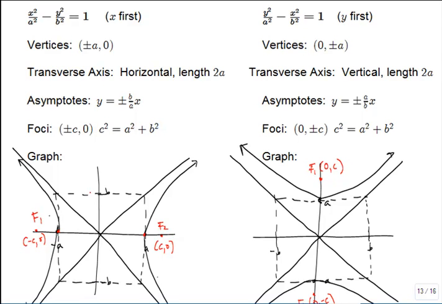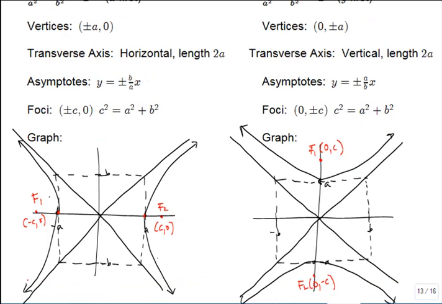And then what we do is we construct this imaginary box. And then we draw in the two diagonals of that imaginary box. Those are called your asymptotes, and they have as their equation y equals plus or minus b over a x. Now, why would they have an equation like that?